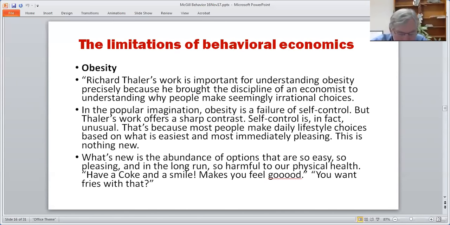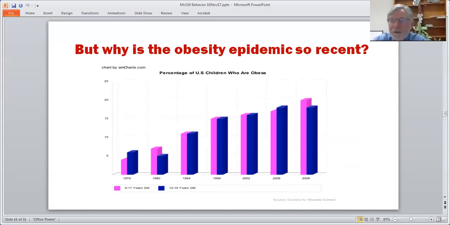Okay, the problem I have with these individual explanations is that they really don't explain this. I mean, why is the obesity epidemic so recent? Again, you can see that it's really only been a problem since 1980. The percent of obese children was around 5% in 1980.